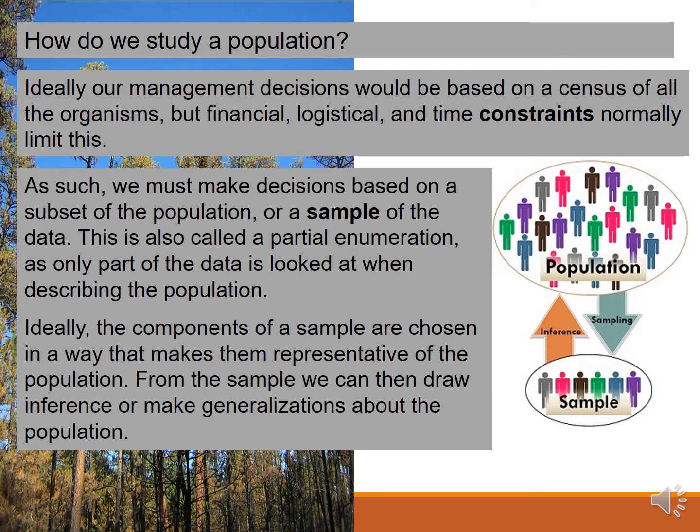Ideally, we would use a census when trying to make management decisions. However, financial, logistical, and time constraints typically limit this option. Because of these limitations, we must make decisions based on what we know about a subset of a population. We call this a sample or partial enumeration. Our goal when drawing a sample is to select units that adequately represent the population. This sample then allows us to make general conclusions about the population.